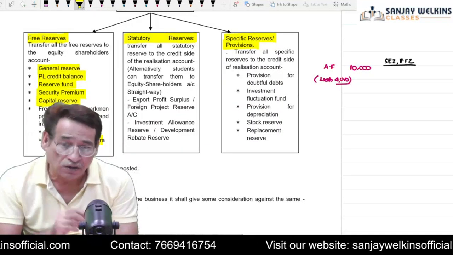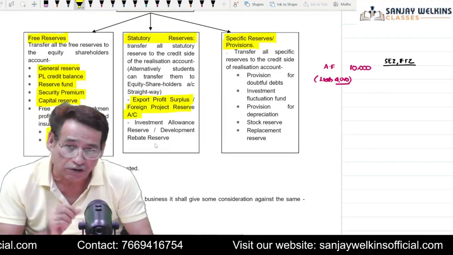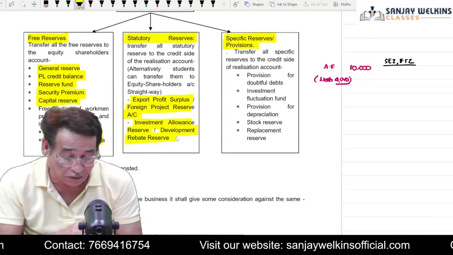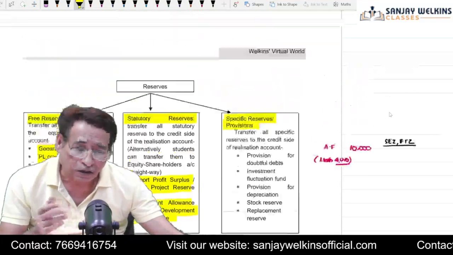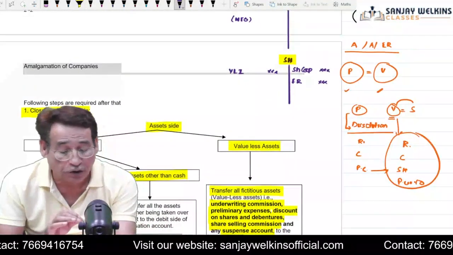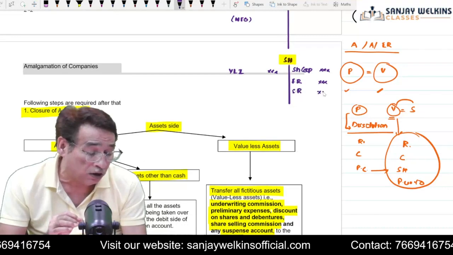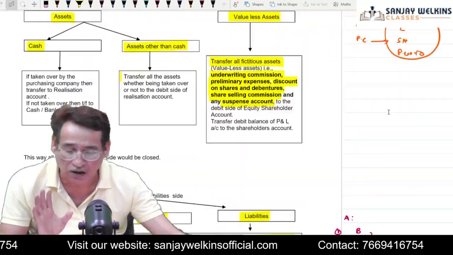Generally, under such reserve, we include export profit surplus, also known as foreign project reserve account. And then there is investment allowance reserve. It is also known as development rebate reserve account, statutory reserve. If there are statutory reserves, again, you will post them to the credit side of shareholders account. So as far as statutory reserves are concerned, all the statutory reserves will be posted to the credit side of shareholders account. Is it clear to you?